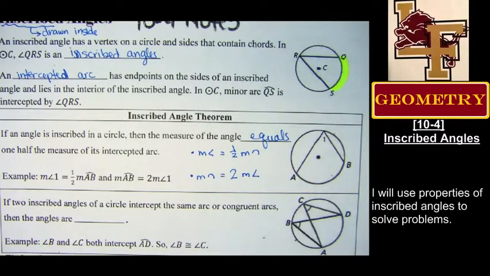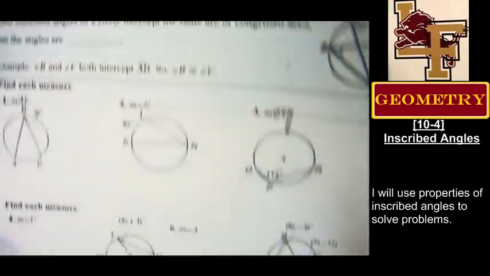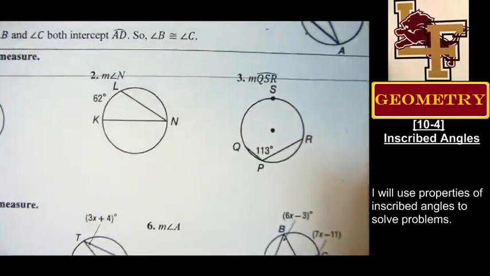Okay? Let's use both of these formulas back to back, and we're going to go down to the examples and look at example number 1 and 2, or 2 and 3. Your choice. 2 and 3? All right. Let's look at 2 and 3.